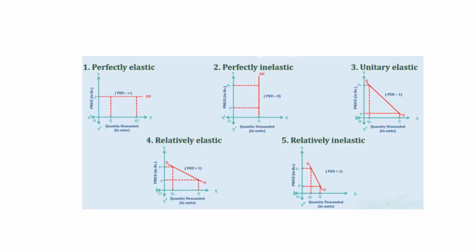Finally, you can see all the types together here: perfectly elastic, perfectly inelastic, unitary elastic, relatively elastic, and relatively inelastic. It shows that for perfectly elastic, the elasticity is infinite, and for perfectly inelastic, it is 0. For unit elastic it is equal to 1, for relatively elastic it is greater than 1, and for relatively inelastic it is less than 1.